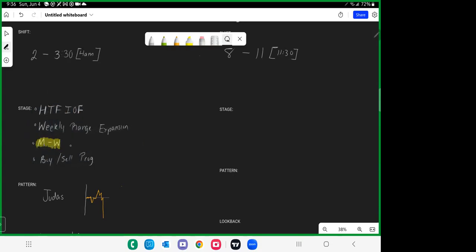All right, the stage is the same, right? I'm not going to write all of that. Higher time frame, institutional order flow, weekly range expansion, and pretty much the same idea here, right? Monday through Wednesday, of course, those are the more highly probable days. All right, but that doesn't mean you can't trade Thursday or Friday, depending on the weekly profile.